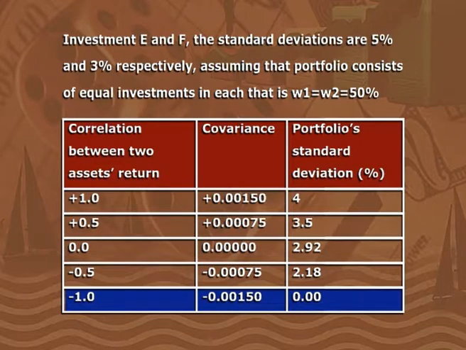The less perfectly positively correlated are two assets' return, the lower is the risk of the portfolio comprised of these assets.